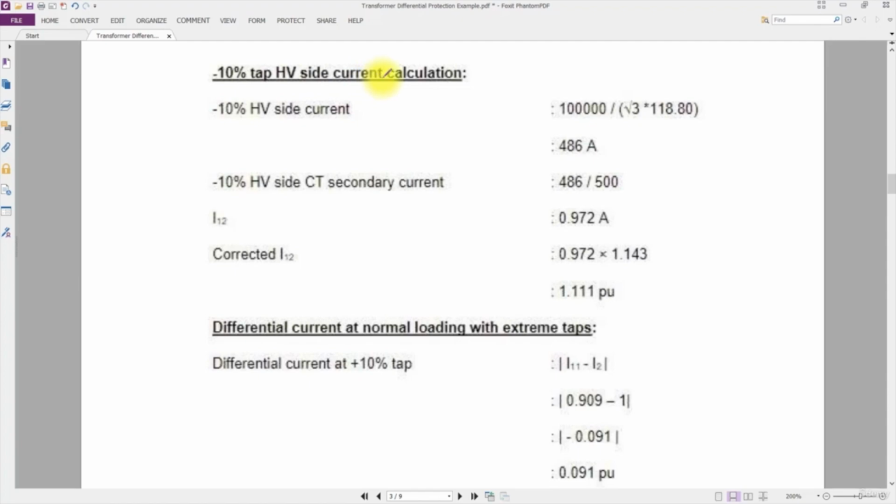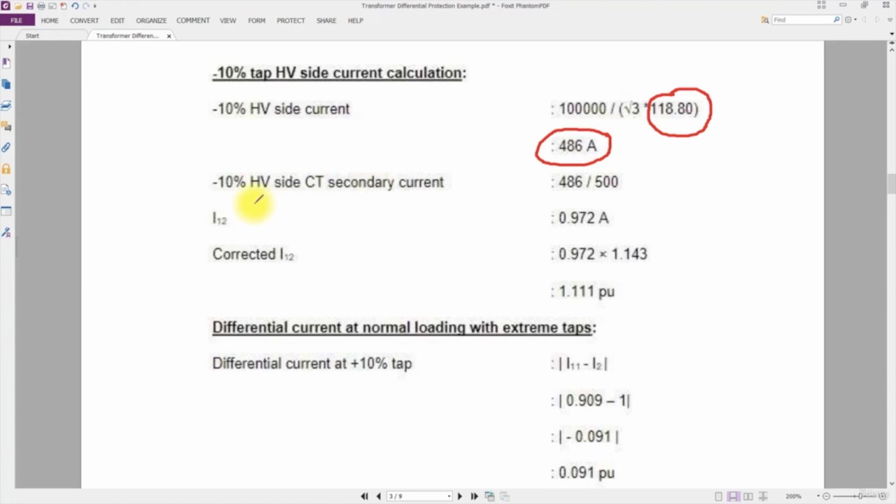So in the same way we will do the calculations for the minus 10% tap for the HV side current calculations. So we have to use the same formula, and that is S is equal to √3 V into I. Here we will put the voltage which is at minus 10% tap, which is 118.8 kV. So you will get the primary current which is 486 amperes.